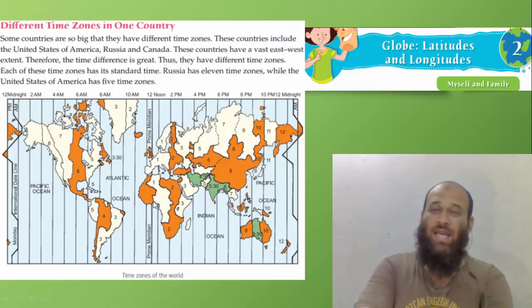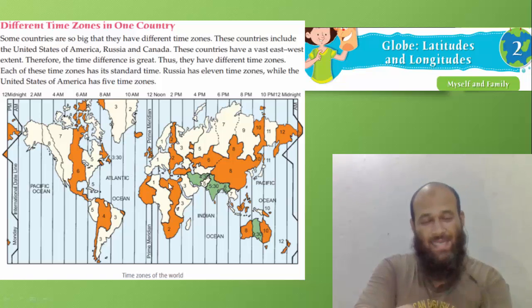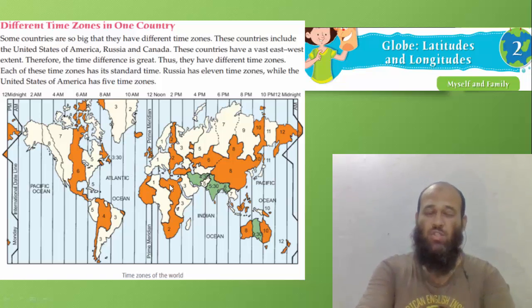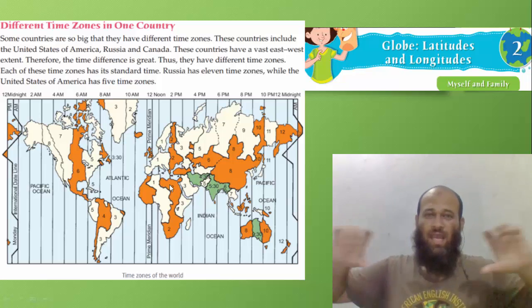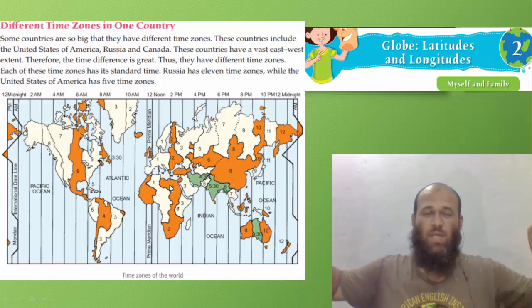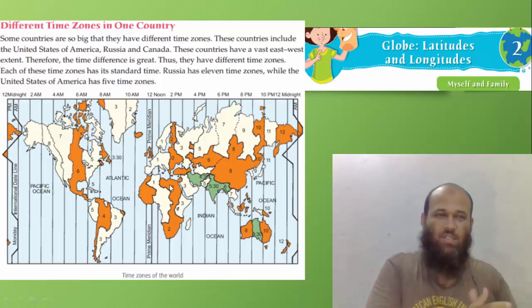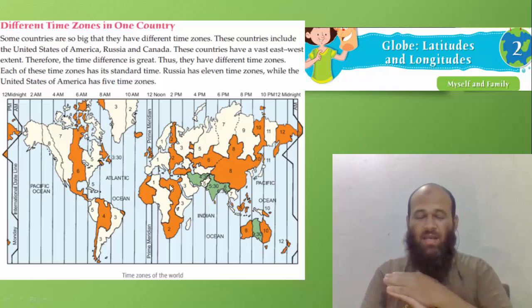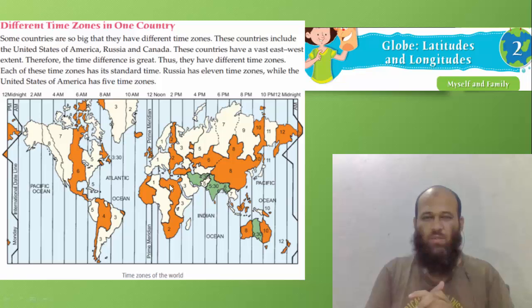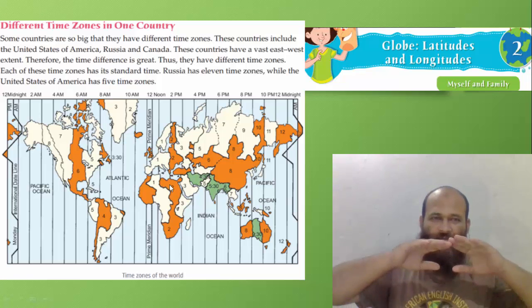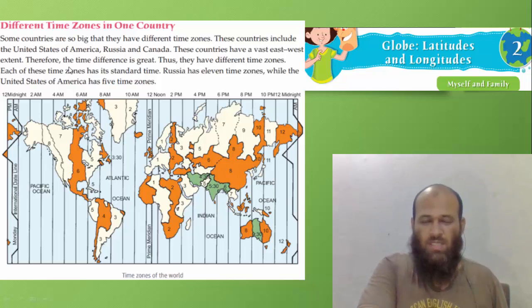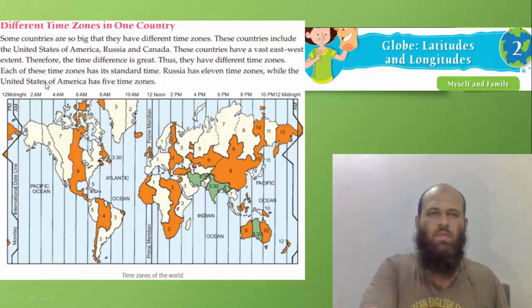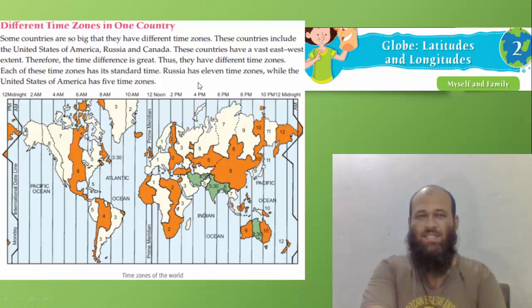Different time zones in one country? Seriously? Yes, there are some countries which are so big, especially in the longitudes, they have a very vast east to west extent, like United States of America, Russia, Canada, China. That's why they have different time zones, possibly. But China, you can see here, follows one time zone only. Each of these time zones has its standard time.